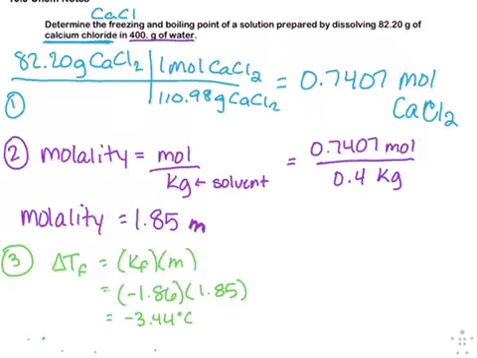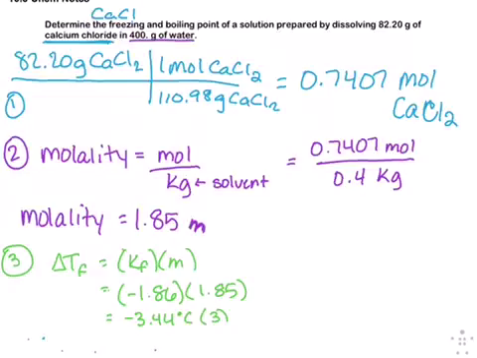However, remember when I said it's the number of particles that matter? How many particles do we have here? Three: Ca, Cl, Cl. We have 3 particles. So we have to multiply this answer by 3. So what this is basically saying is that every particle affects the temperature 3.44 degrees.